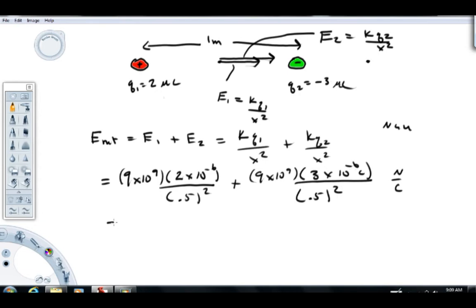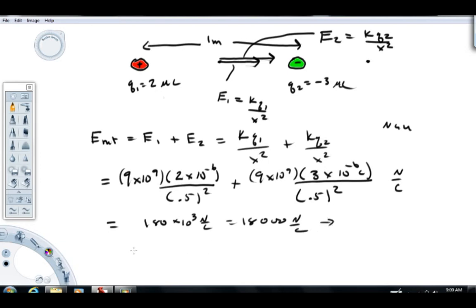If we go through and calculate a numerical value, what did I get here? I ended up getting 180 times 10 to the third newton per coulomb, or we could write that as 180,000 newton per coulomb, and the direction is to the right.